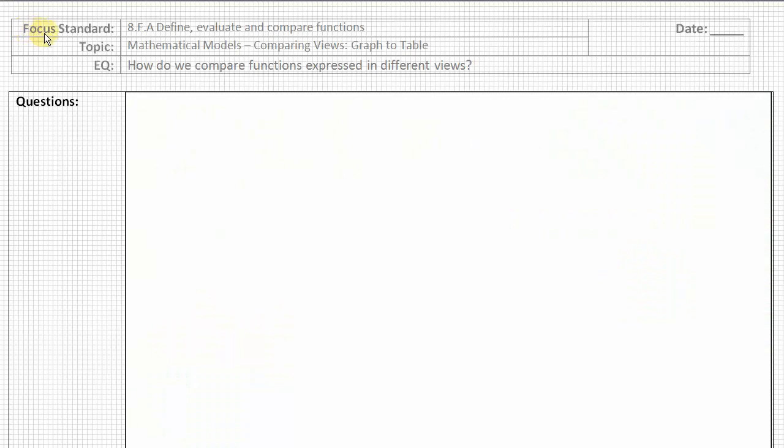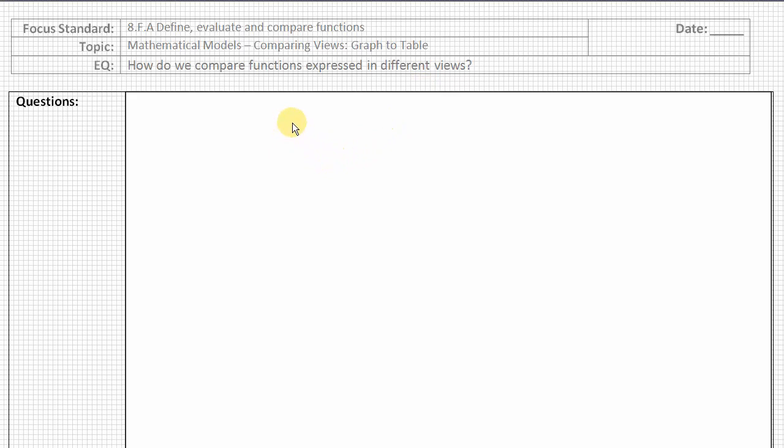For today's lesson, our focus standard is still coming from Grade 8 Functions, Standard A, Define, Evaluate, and Compare Functions. Our topic for this video lesson is Mathematical Models: Comparing Views, Graphs to Tables. Our essential question is, how do we compare functions expressed in different views?